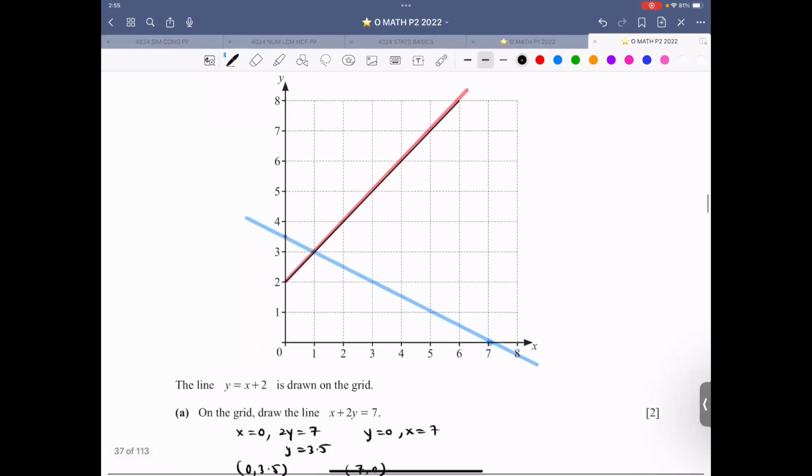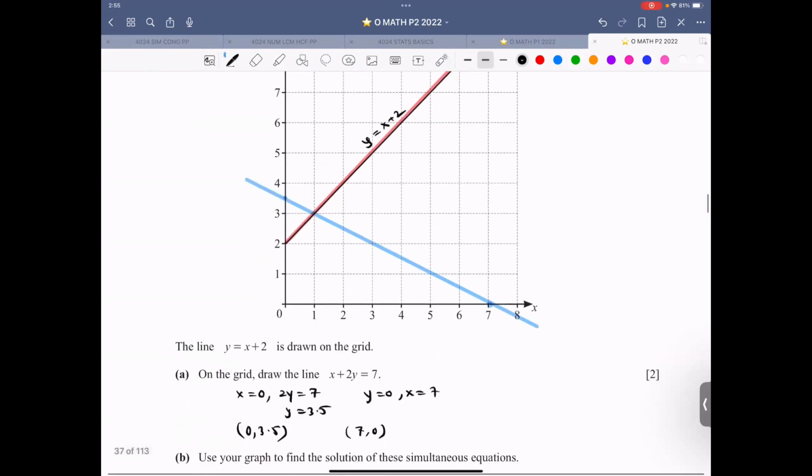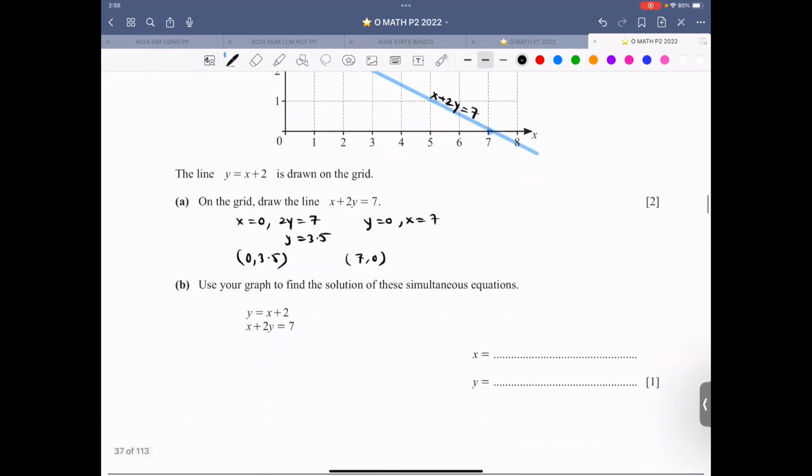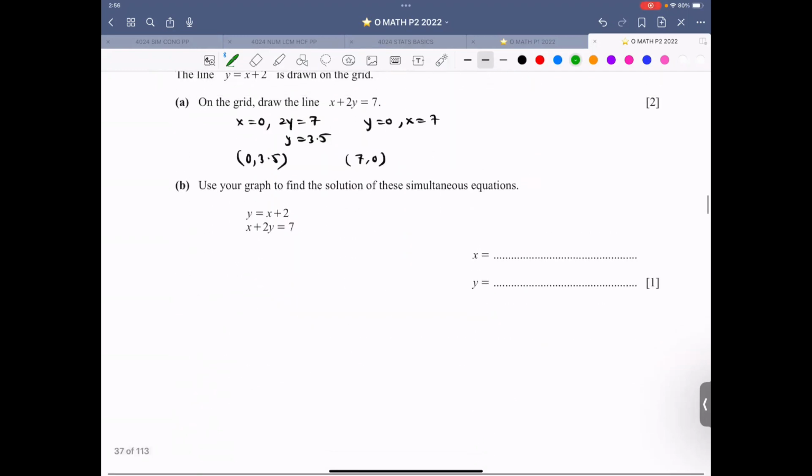And this is y equals x plus 2. Also make a habit of labeling it. This is x plus 2y equals 7. Use your graph to find the solution of the simultaneous equations. So they are intersecting at this point. x is 1, y is 3. So therefore, x is 1, y is 3. That's the point of intersection.